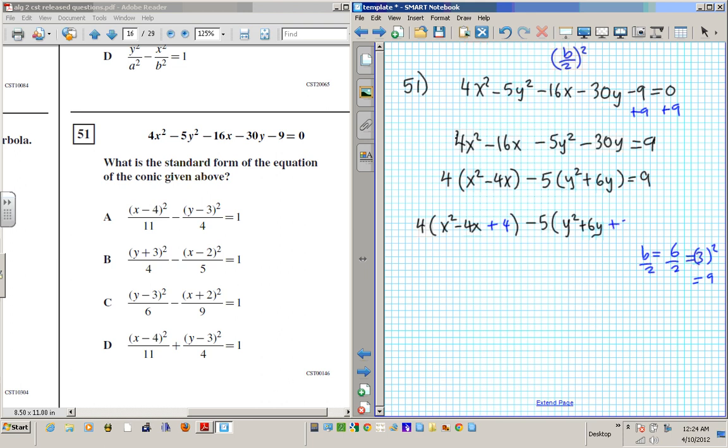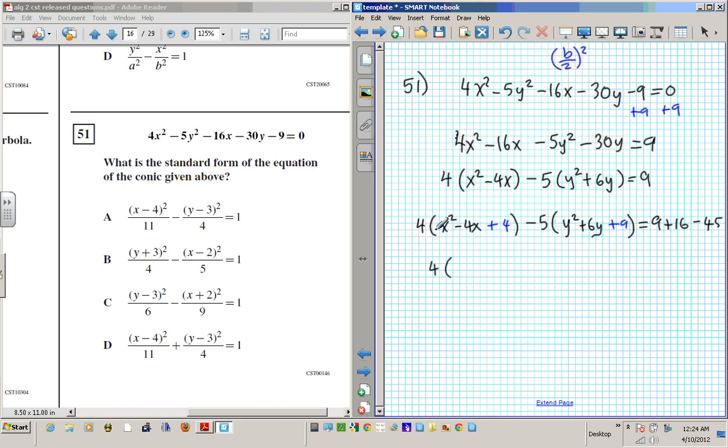So what we're doing is we're basically creating perfect square trinomials so that I can factor it into two perfect squares. Okay. So if you take a look at this, on the right side we have 9. Since I added 4 here, and we have a 4 outside, we multiply them together, so I'll be adding 16. And then I have a negative 5 here and a 9. If I multiply these two, it will be minus 45, I believe. Yes, minus 45.